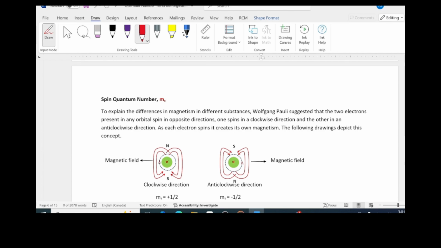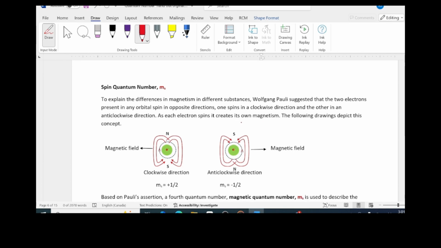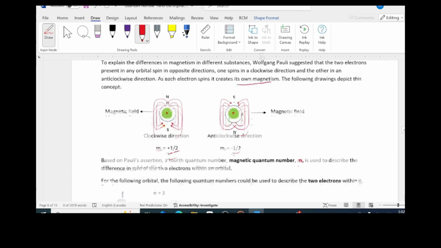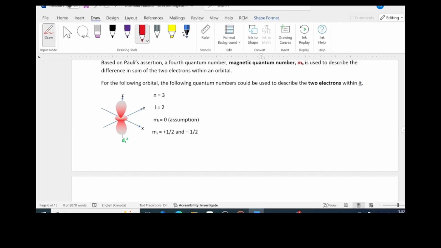And because of that, each electron creates its own magnetism. So if an electron is spinning like this in a clockwise direction, then this one end of the atom here will behave like a north pole, and this one will be like a south pole. And the other one here will have a different kind of magnetic polarity, because of the different direction of the electron spin. This one we'll call ms equal to positive half and a negative half. So that's easy to deduce. You have 2 electrons, just call one negative half and a positive half, all right?